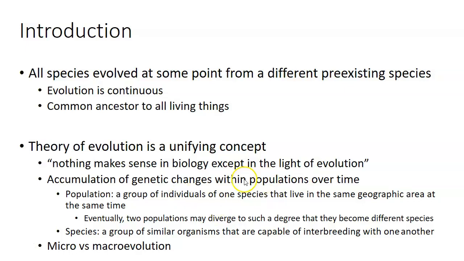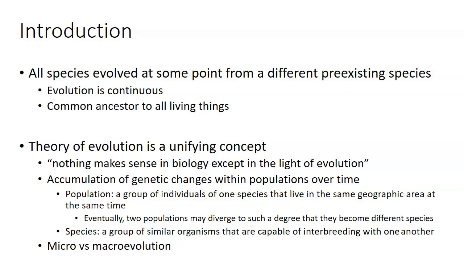So what is evolution? Evolution is the accumulation of genetic changes within a population over time. It's really important that we understand what a population is, because evolution occurs at the level of populations. We don't say that individuals are evolving. So you and I are not evolving on our own, but as a population, maybe as a human population, we are evolving collectively. So what is a population? That's going to be a group of individuals that all belong to the same species that live in the same region at the same time.